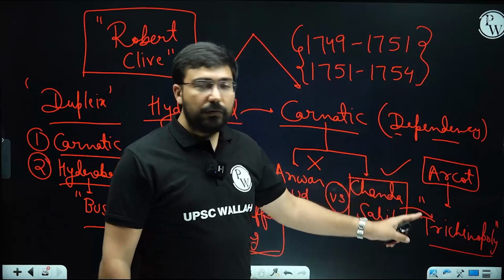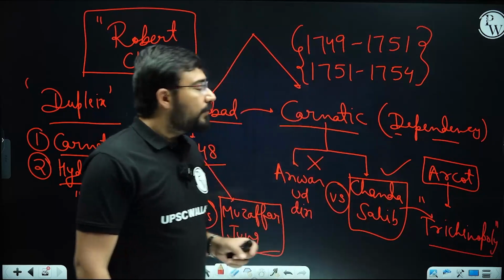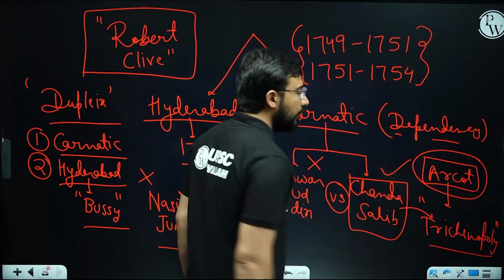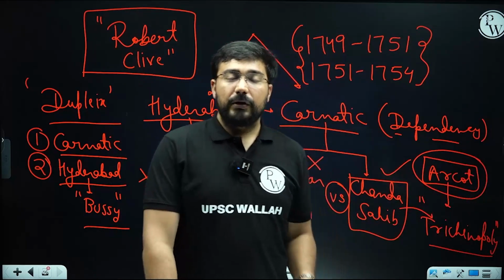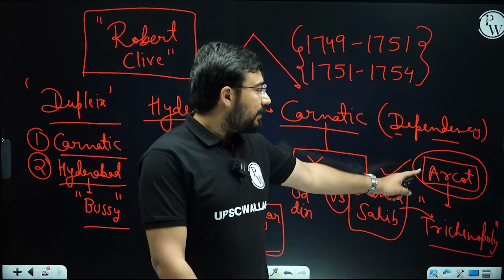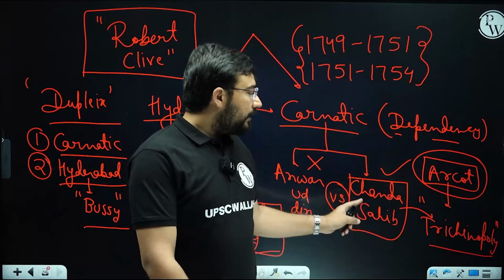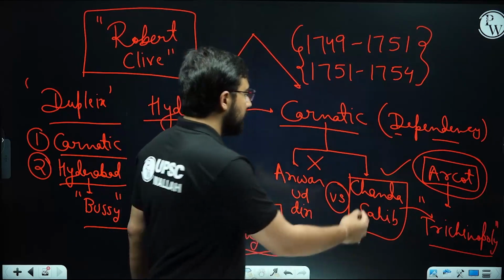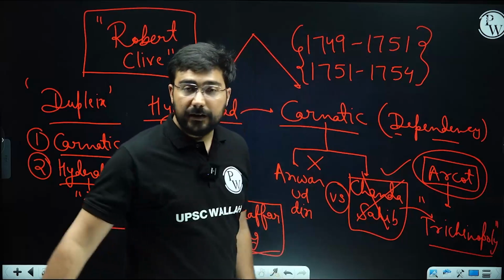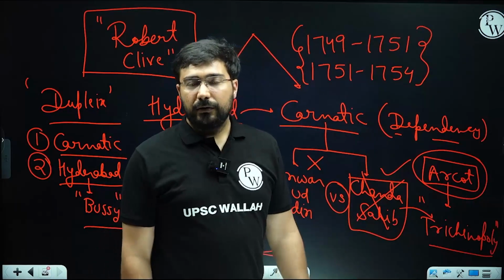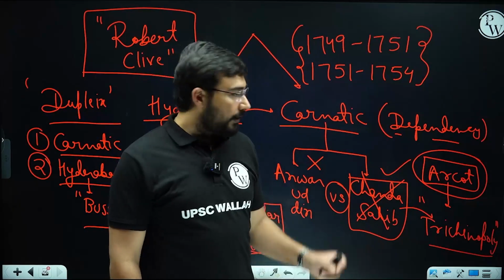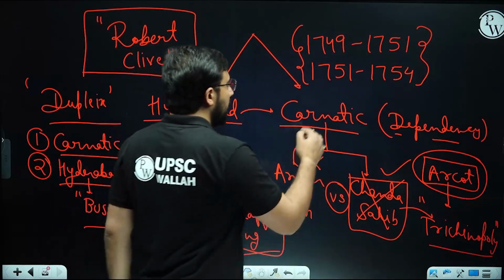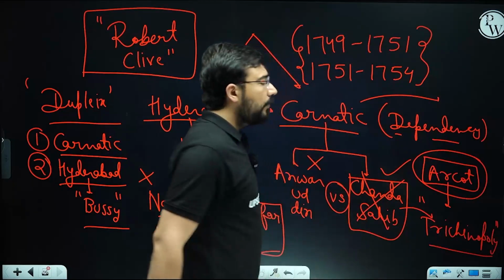So Trichinopoly was one of the areas where Muhammad Ali was hiding. Chanda Sahib went to fight with him. Robert Clive used this opportunity to seize his capital, and this is famously known as the siege of Arcot. For around 53 days, Robert Clive was able to capture Arcot. Chanda Sahib was having rivalry with the Raja of Tanjore also. So the Raja of Tanjore killed Chanda Sahib, and then Robert Clive was able to control the area of Carnatic, the area of Arcot.